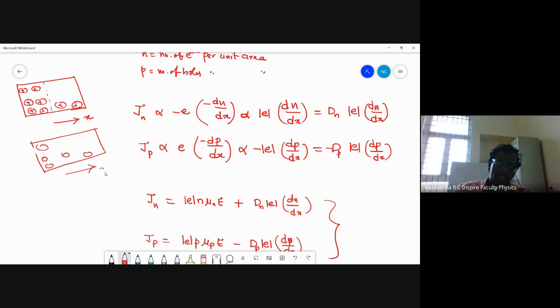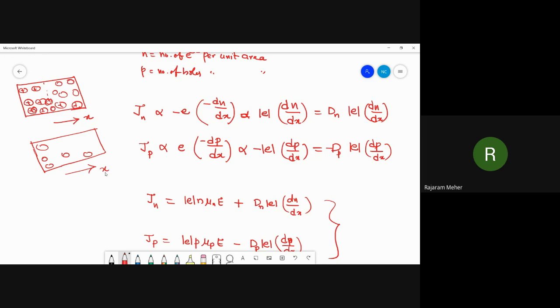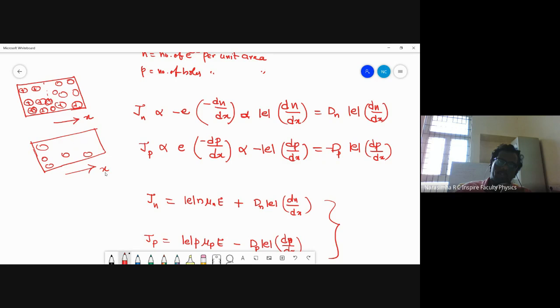Is that okay? Now, I think your point is, let's say holes are more here initially, and these holes are diffusing into this region. Is that your point? Yes, sir. Then your gradient is along the negative x-axis. Then you have to put dp d of minus x, because your x is in the opposite direction. Then also you will get a negative sign. Is that okay? Can you please repeat once, sir?